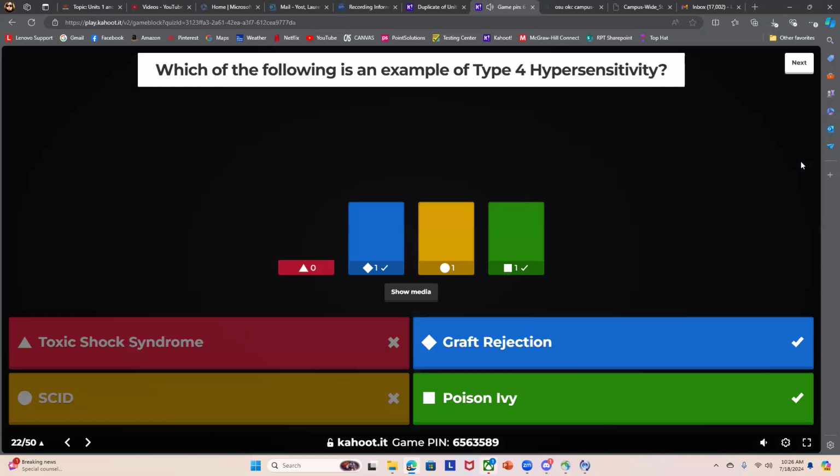Okay, so this one is going to be graft rejection and poison ivy. Both of these are mediated by T cell response. Basically, graft rejection makes sense, right? So seeing somebody else's MHC1 as foreign. So all your cells have MHC1 because any cell can get infected with a virus. And if it has a virus, we want to kill the cell that's infected. And that's the CD8 pathway.